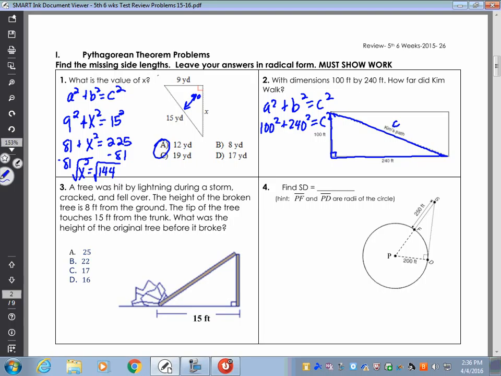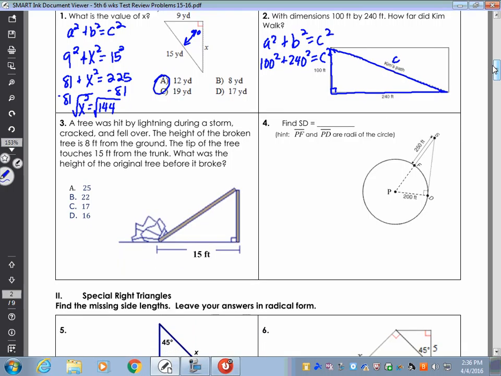Now, on the test-like or district assessment, it'll be number 3. We had this as a warm-up last week. Make sure you can label the given information on the figure correctly, because the height of the broken tree is 8 feet from the ground. That 8 is this vertical distance here. This is where the tip of the tree touches, 15 feet from the trunk.